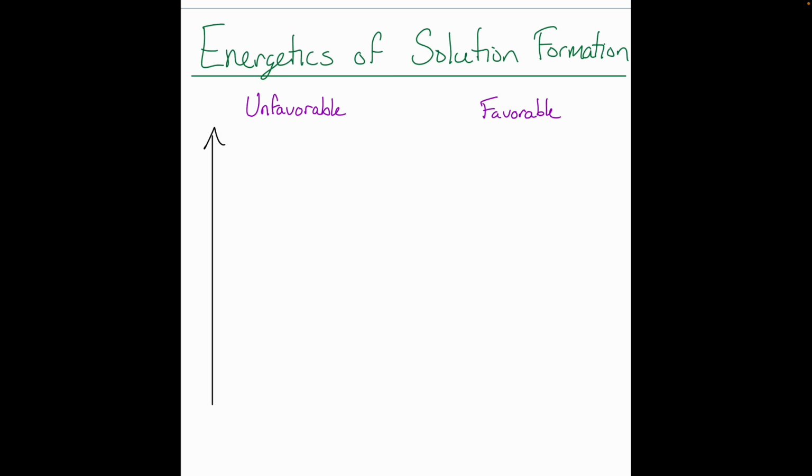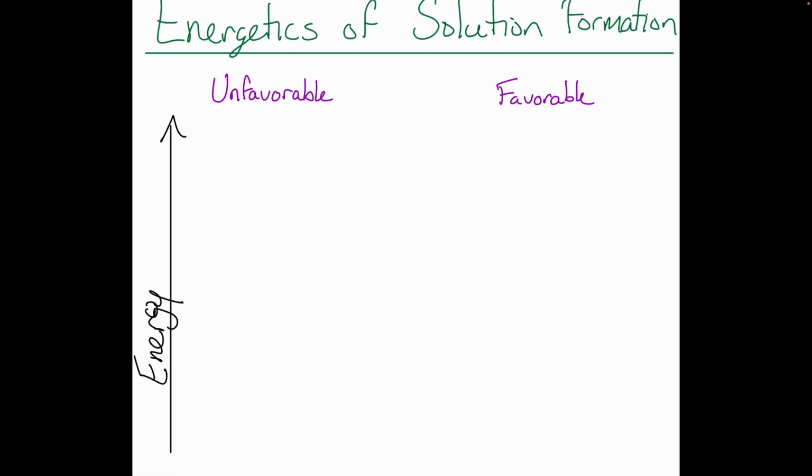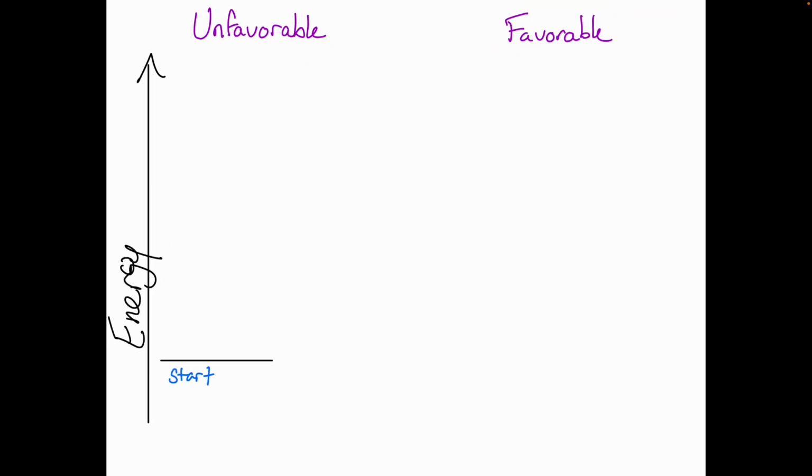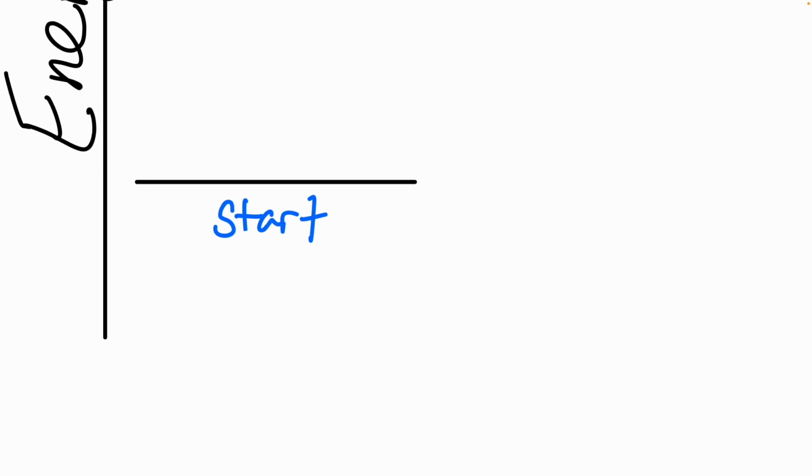Our little graph is going to have this increase in energy, so energy is on our y-axis here. And we're going to start down here on the bottom. This is our initial energy when we have our solute and our solvent separate from one another.